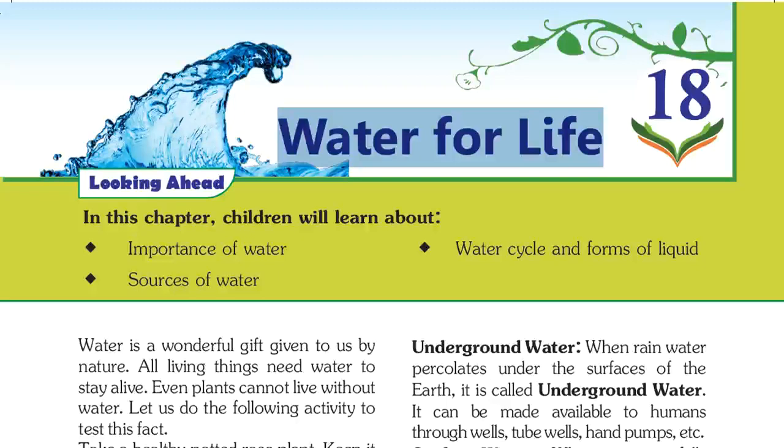Can you name a few sources of water? Some are natural sources like rain, underground water, surface water. Some others are artificial sources like dams and canals. As water is so important, it becomes very important to save the water and avoid its wastage. There are a lot of ways to conserve water. Let us discuss in detail about water in this chapter.